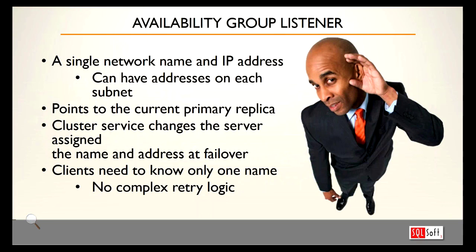You may have server nodes on different subnets, with all of these distant data centers and so forth. You can have an IP address on every different subnet that you wish, and a single network name that is resolvable in your Active Directory DNS. That network name then points to whichever server is the current primary replica. That is done by cluster services. Your client logs in, and you can use any of the databases in the availability group.